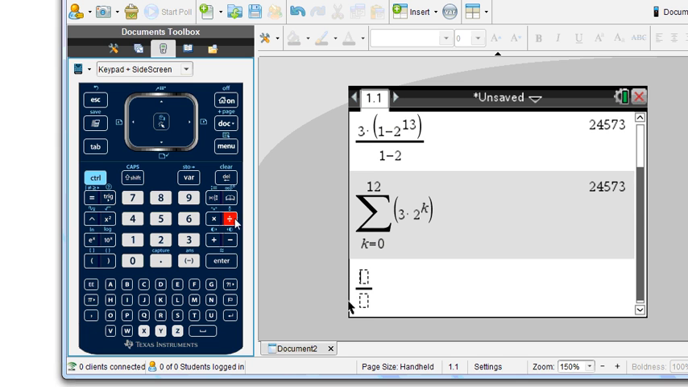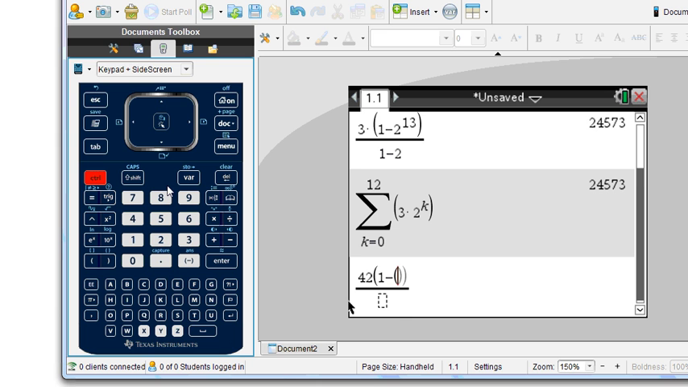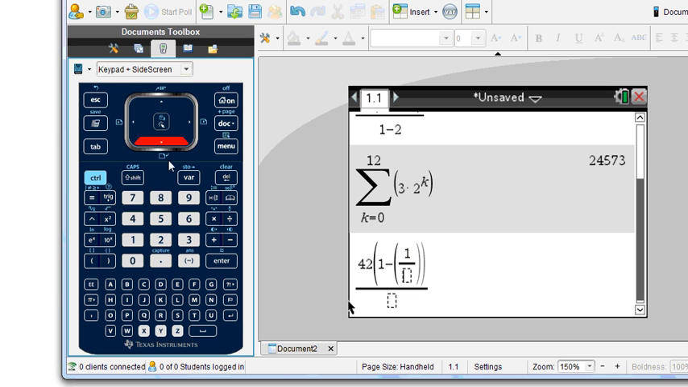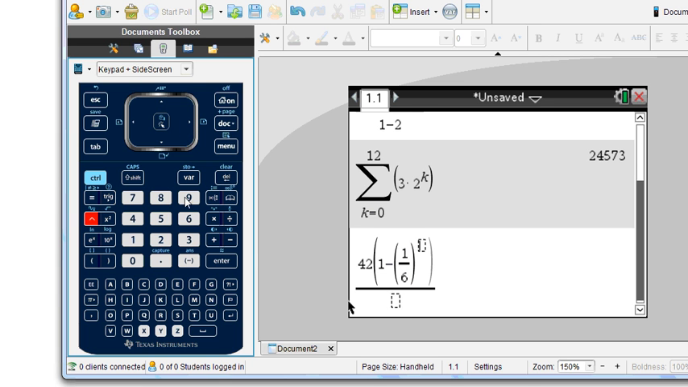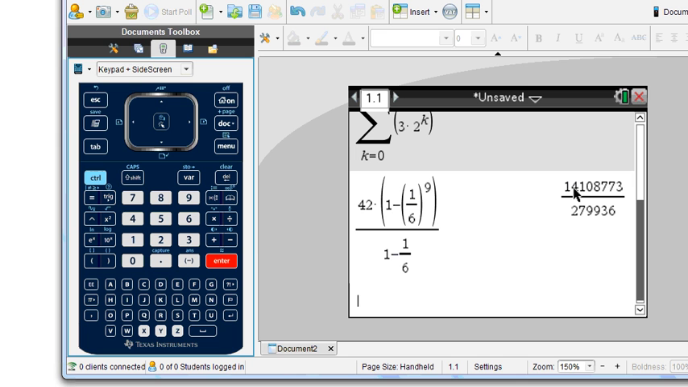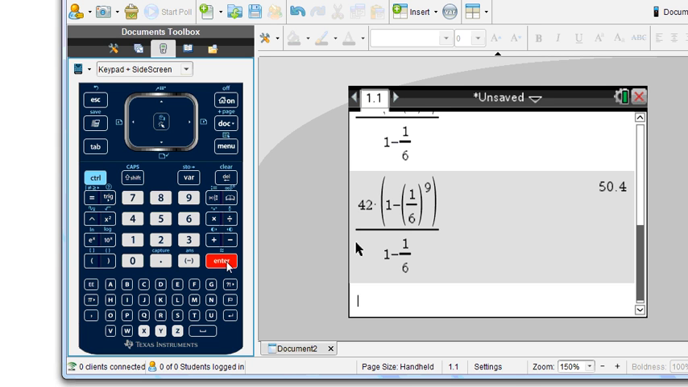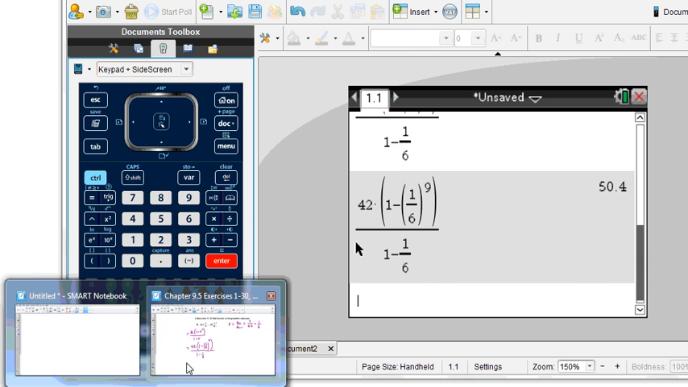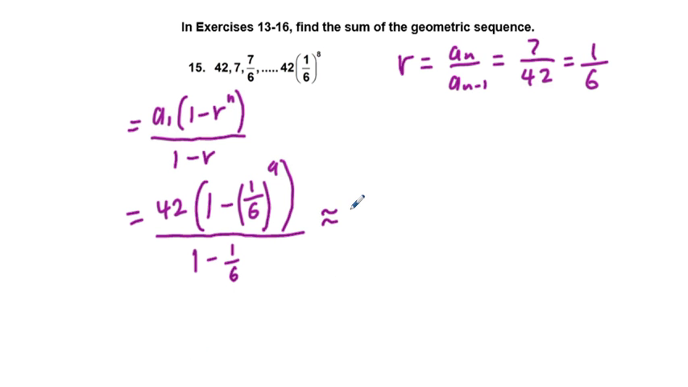We're going to get a fraction here. We have 42, which is our initial value, times 1 minus, I'm going to put open parentheses, 1/6, and that's going to be to the power of 9, all over 1 minus r, which is 1/6. And we get this fraction. To decimalize the fraction, we press Control, Enter. We get approximately 50.4. So our answer is going to be approximately 50.4.